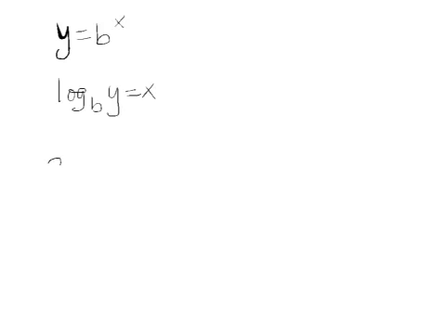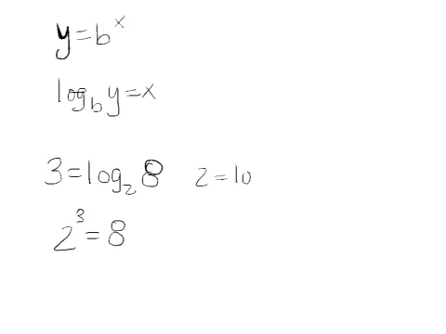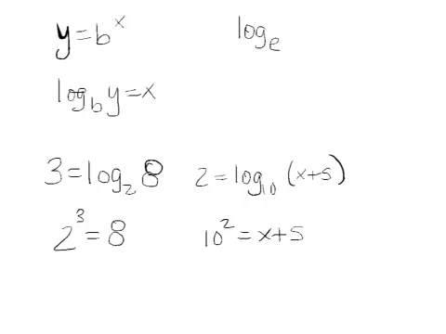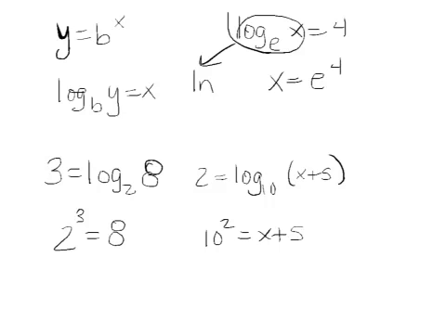We did this one in class, but if 3 is equal to the log base 2 of 8, you write that exponentially as 2 to the third is equal to 8. If we had 2 is equal to the log base 10 of x plus 5, we can rewrite that as 10 squared is equal to x plus 5. Log base e of x is equal to 4, or x is equal to e to the fourth. We can also call this ln, but we'll work on that.